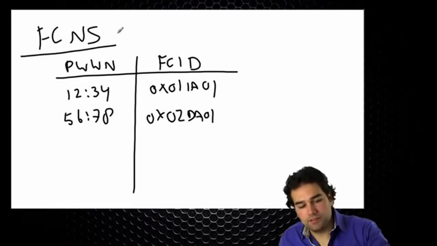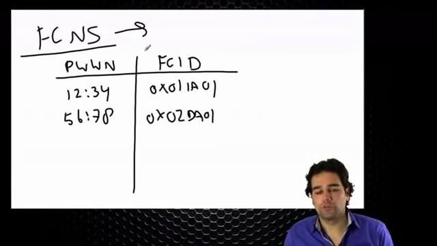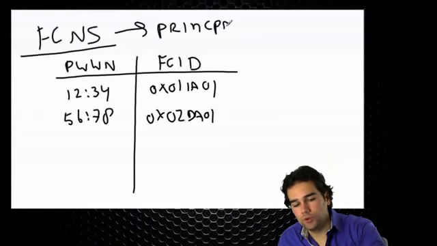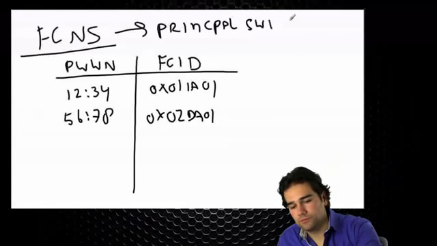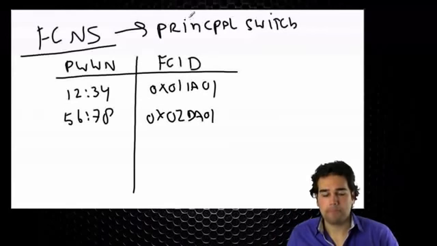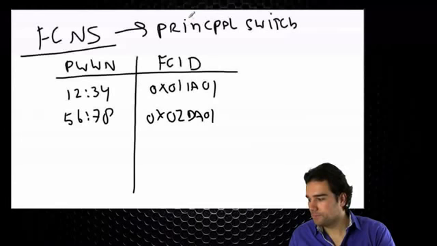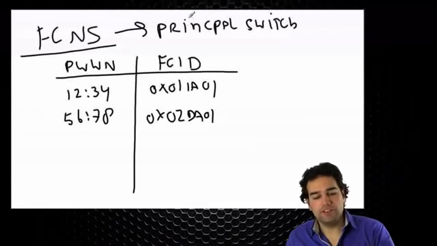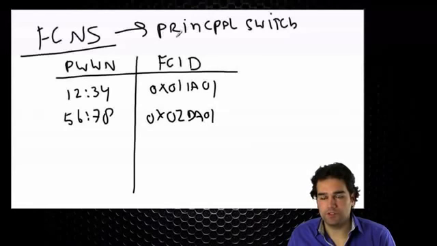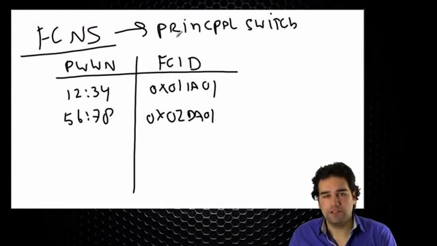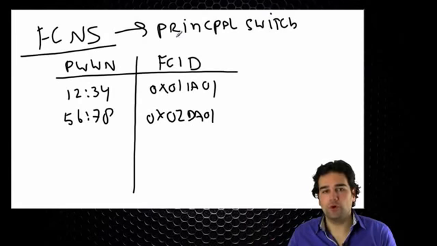And of course, like I said, domain ID assigning is one role of the principal switch. Running the Fibre Channel name server is another role of the principal switch. So the Fibre Channel name server is running on the principal switch. Actually, this is the authoritative one. Every switch in the network will have a copy of the Fibre Channel name server database in its memory. So the FCNS database is being distributed to all the switches.